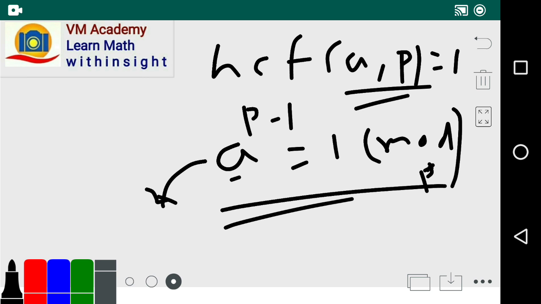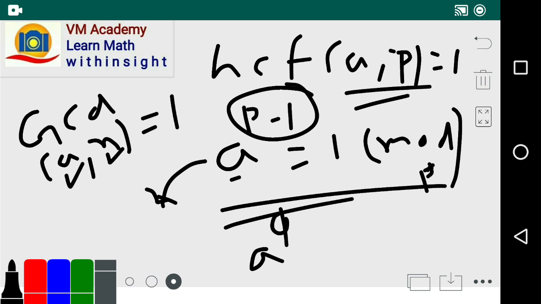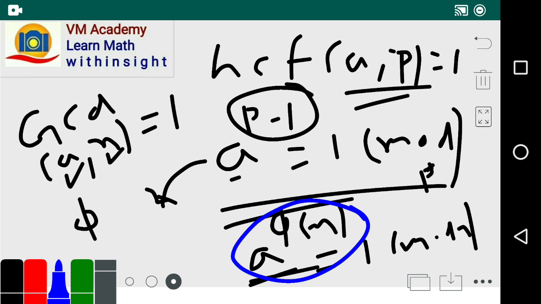So what he did, he took any general number n and stated that if the GCD of a and n is 1, then a raised to phi of n is congruent to 1 modulo n, friends. That means the remainder when a raised to phi of n is divided by n is 1. This was the theorem, friends.